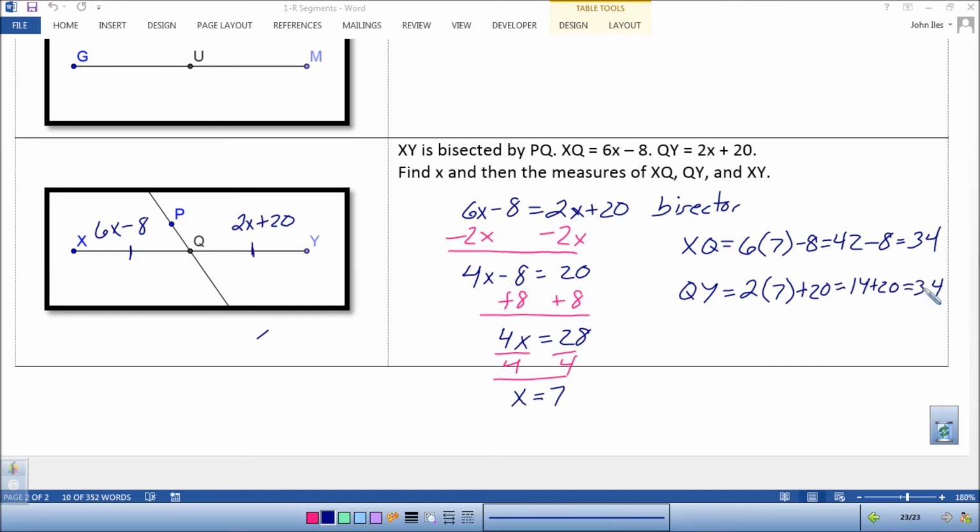That should be expected. These should be the same. And then XY is equal to XQ plus QY, which is 34 plus 34, which is 68.